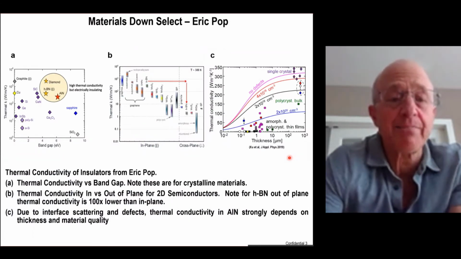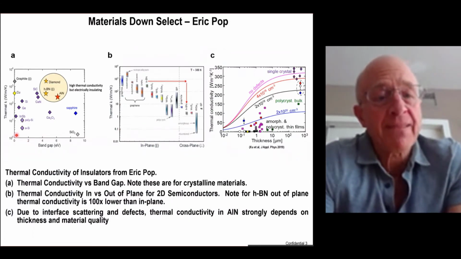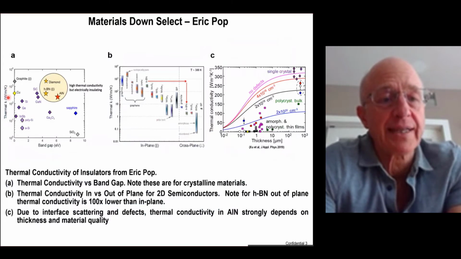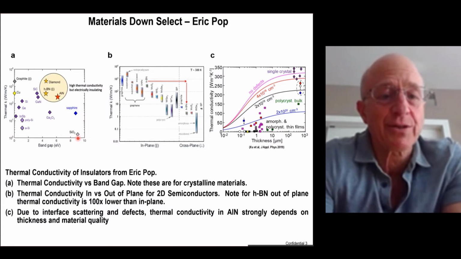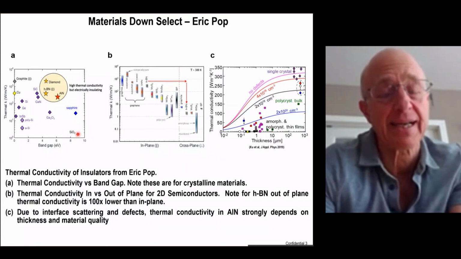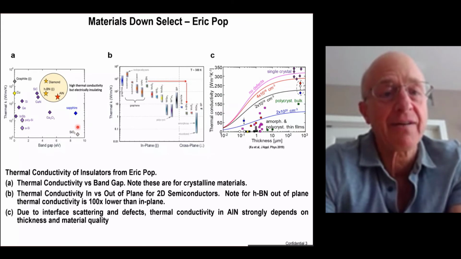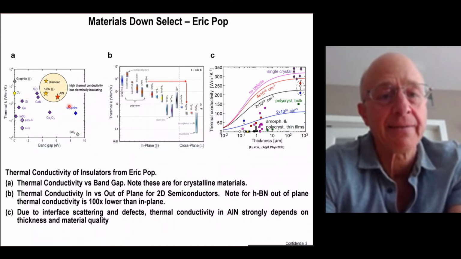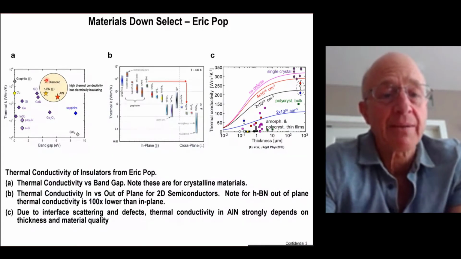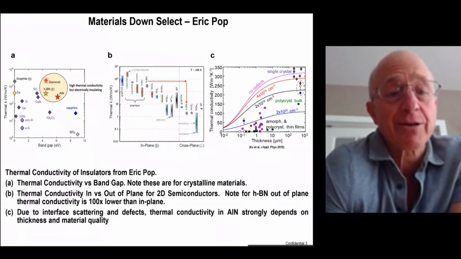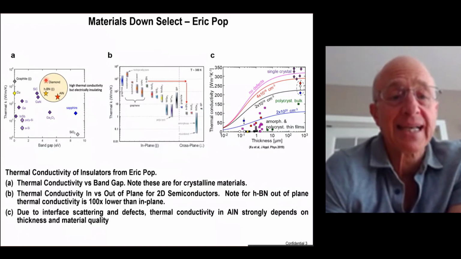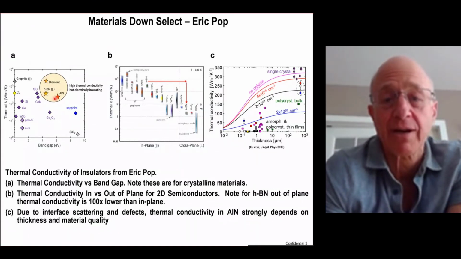So this again is the paper by Eric Popp. And over here, this is the thermal conductivity in watts per meter Kelvin. This is the band gap over here. And you can see a lot of materials which have very nice band gaps like SiO2 and sapphire have very poor thermal conductivities. And these three are the big winners over here because they have reasonable band gap and they have high thermal conductivity. There's diamond, hexagonal boron nitride, and aluminum nitride.